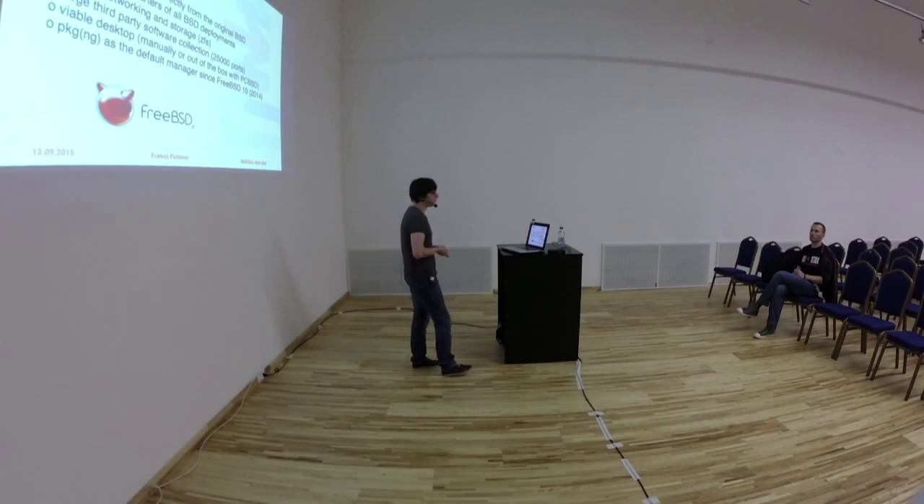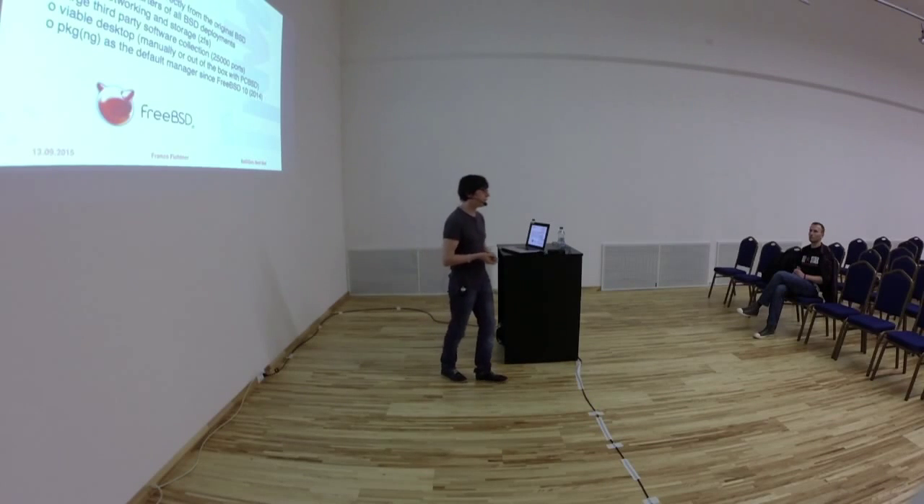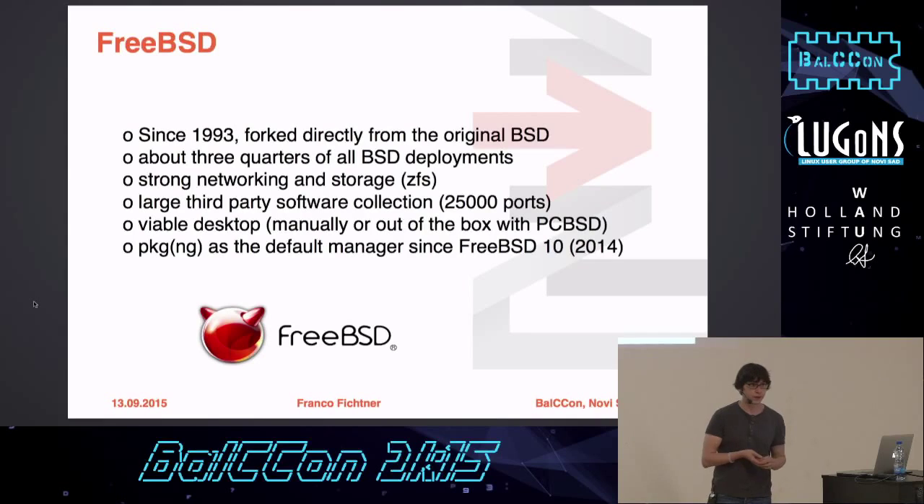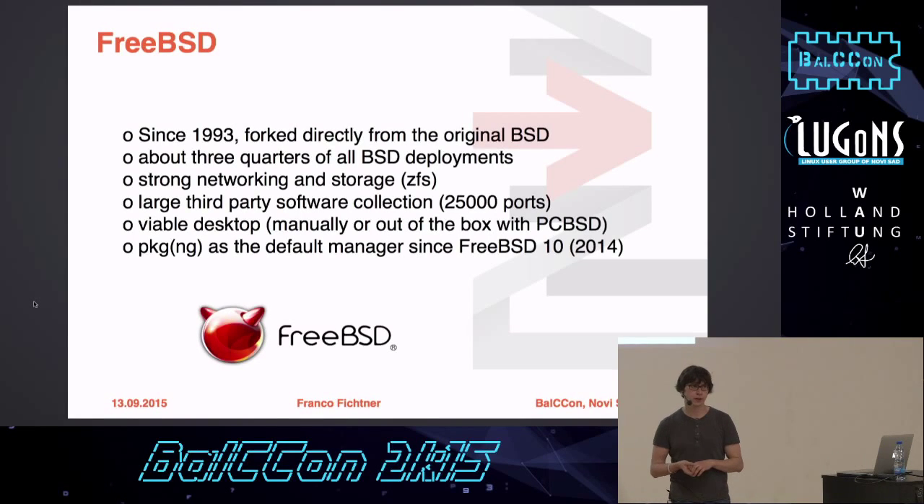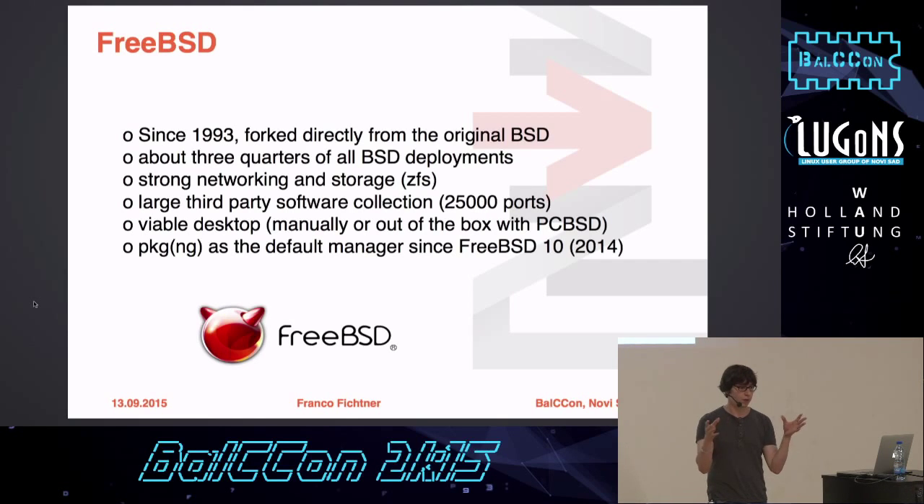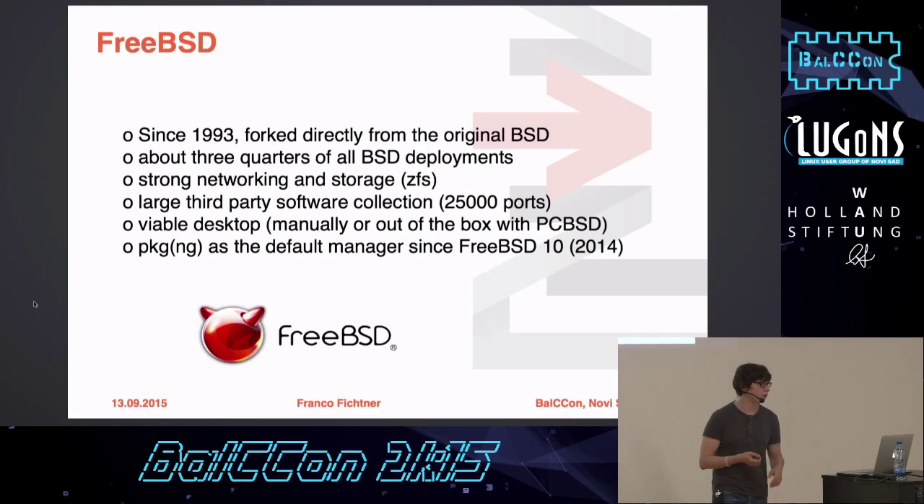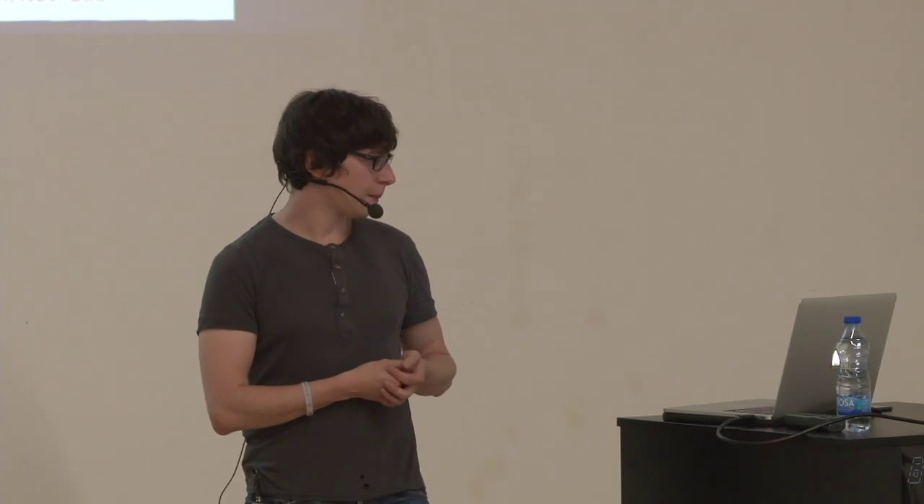There's a large software collection in the ports, 25,000, so you're going to find everything that you want for your server, for those services, for personal use, for desktops, which is viable now, but you have to set it up manually. But there are millions of tutorials on the internet. Or you can use something like PCBSD, which is a desktop environment manager on top of FreeBSD, so you can pick one of the desktops that you like, and it just runs after installation.